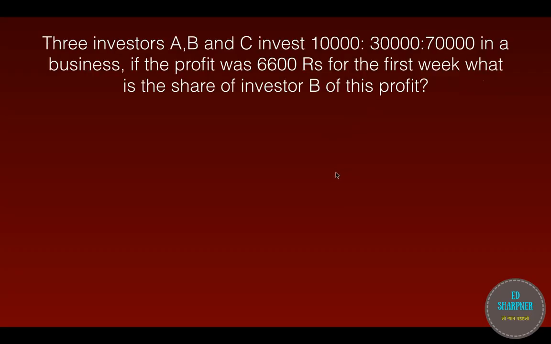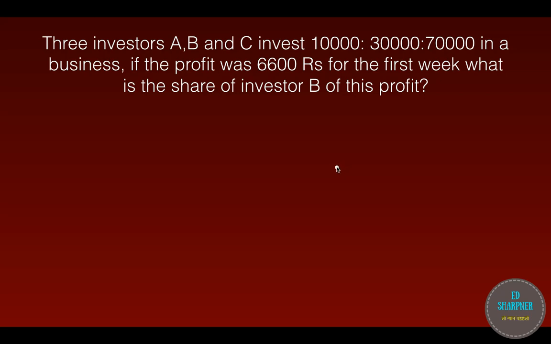Let's go to the next slide and see one of the problems. The problem is: three investors A, B and C invest into a business in the ratio of 10,000 is to 30,000 is to 70,000. If the profit they earned in the first week was 6,600 rupees, then what is the share of investor B in this profit?